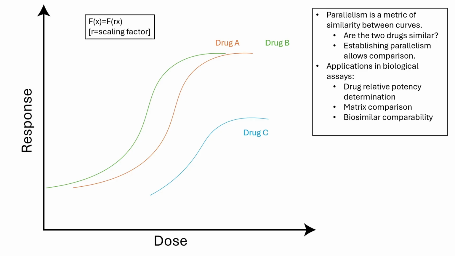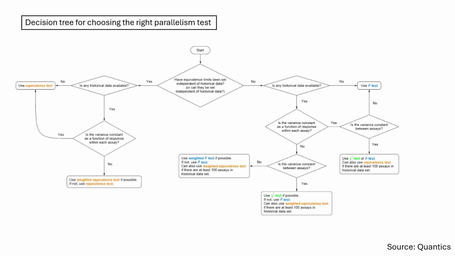The examples I just showed were stark enough that we could eyeball it and say whether the curves are parallel or not. However, in the real world, things are not that black and white. So we need to use statistical tools to answer questions regarding parallelism. Here is a decision tree that I borrowed from the good folks at Quantix. This tree shows all the parallelism tests that are commonly used and when each test should be used. For today, I'm just going to focus on the F-test part. We can look at how the F-test works and how we can implement this in GraphPad.